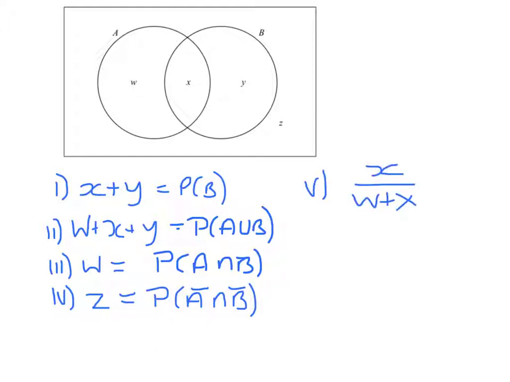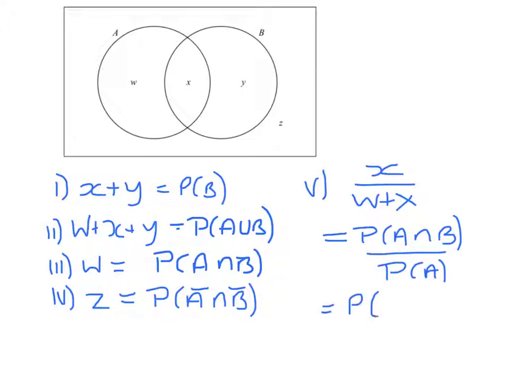Part 5 is a fraction, and the conditional probability formula gives us a fraction. So we're looking for X, which is the probability of A and B, over W plus X, which is the probability of A. So that's the probability of B, given that A has already happened.